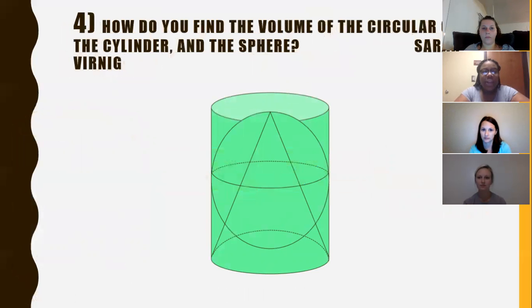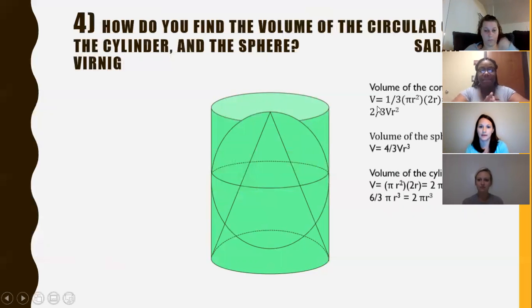Sarah, can you tell me, how do you find the volume of the circular cone, the cylinder, and the sphere? Yes. So we have a shape inside of a shape inside of a shape, and it looks kind of complicated, but it's really not. So when we start to find the volume, we're going to start with the cone first. So the volume of the cone is 1/3 times pi radius squared times 2 times radius. We can simplify that to 2/3 times pi times radius cubed. So that's how we find the volume of the cone.